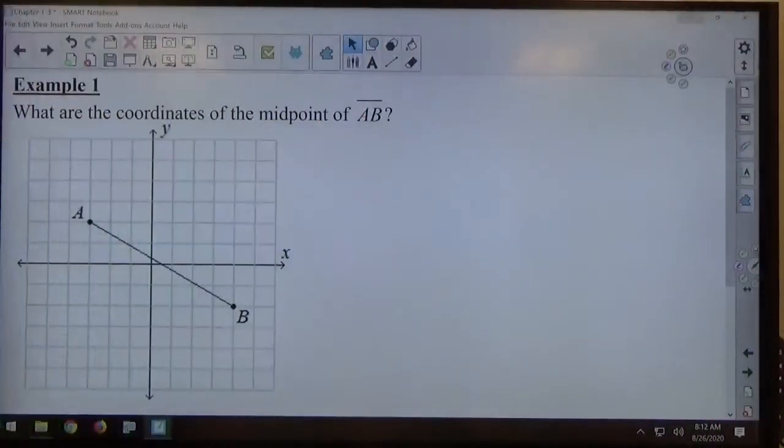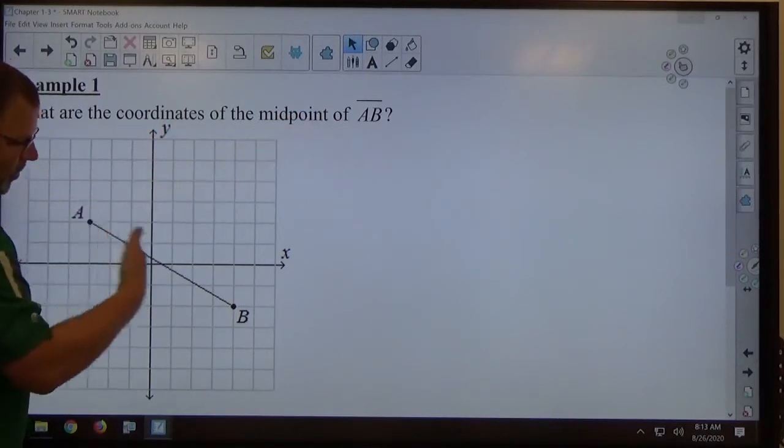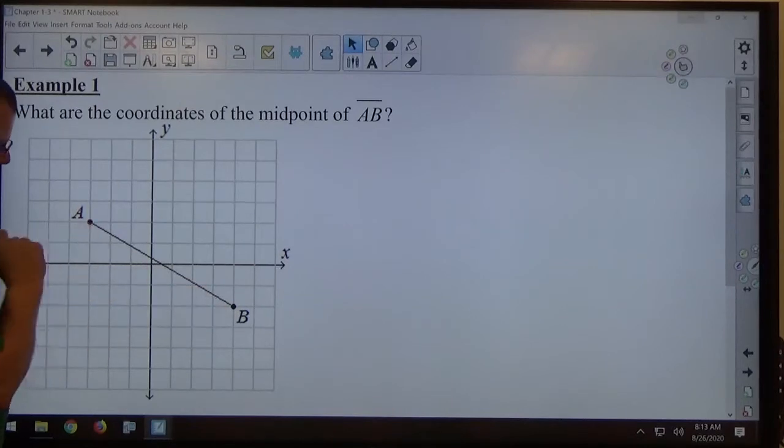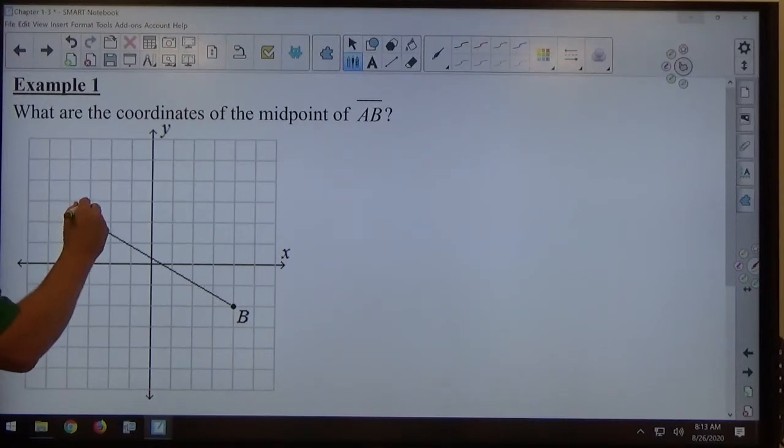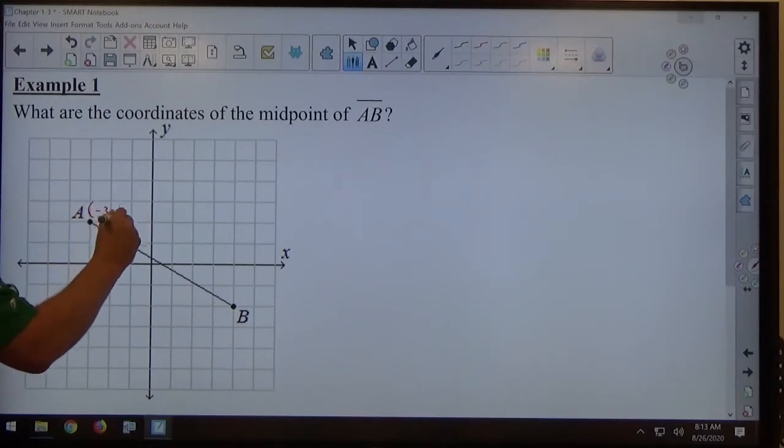So example 1 on chapter 1-3, we're trying to find the midpoint of a line segment. You can see here, segment AB is this segment. It goes from point A to point B. The coordinates of point A, if I go from the origin out to A, I'm going left 3 and then up 2. So point A is negative 3, comma 2.